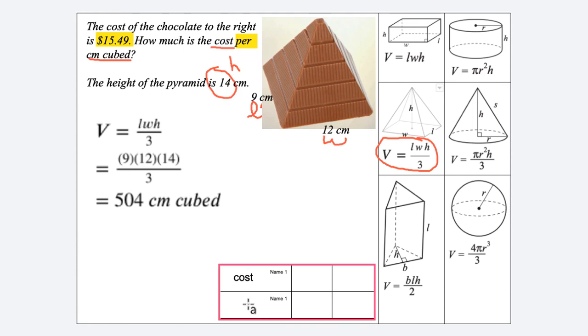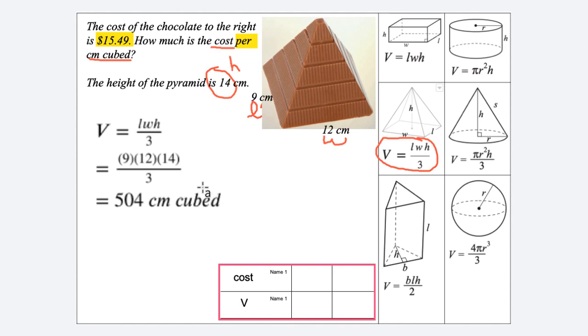And then down here, maybe we can put volume, and this is going to be centimeters cubed. Well, I'll just put V for volume. Okay, V for volume. And then do we have any known information?